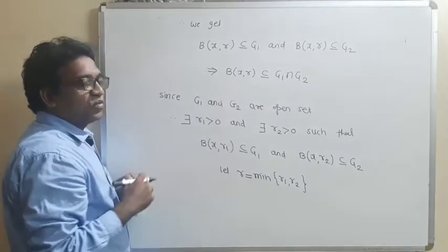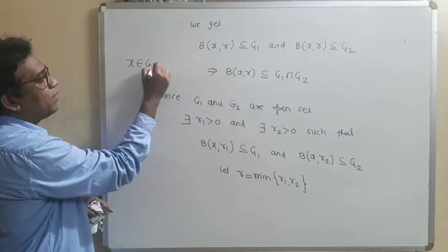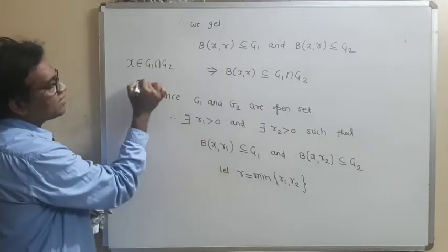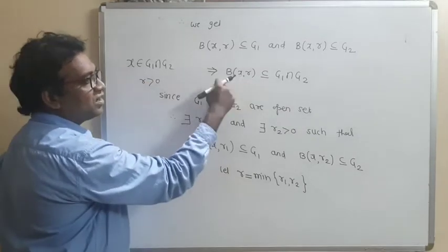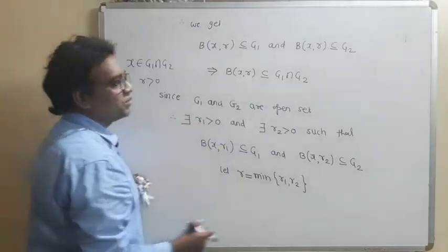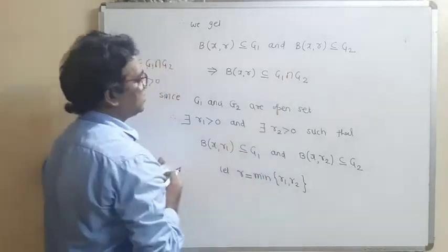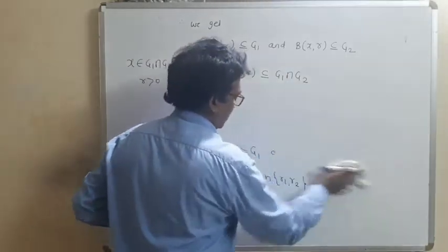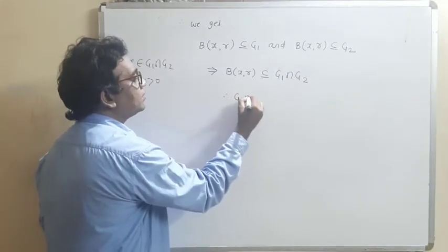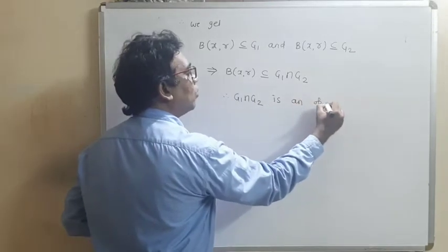See what we have shown. First of all we took X as an element of G1 intersection G2, and we found a radius R greater than 0 such that the open ball B(X, R) is contained in G1 intersection G2. So according to the definition of an open set, we can say that G1 intersection G2 is open. Let us write down the conclusion. Therefore, G1 intersection G2 is an open set.